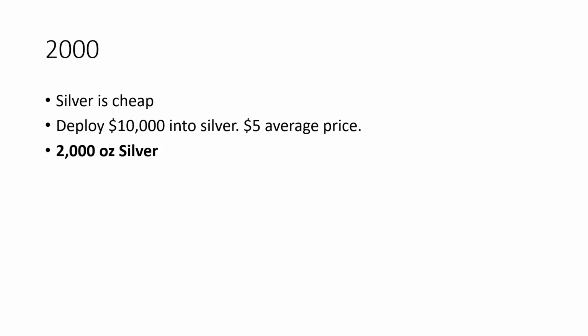I'm going to deploy the $10,000 into silver. It's a $5 average price in the year 2000. So 10,000 divided by 5 is 2,000 ounces of silver. 2,000 ounces of silver.